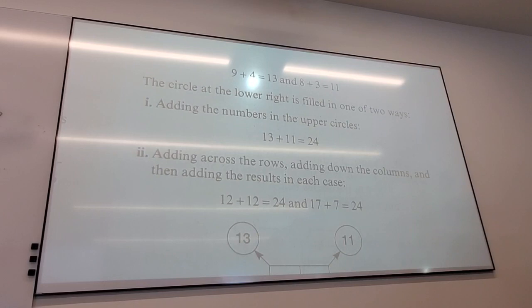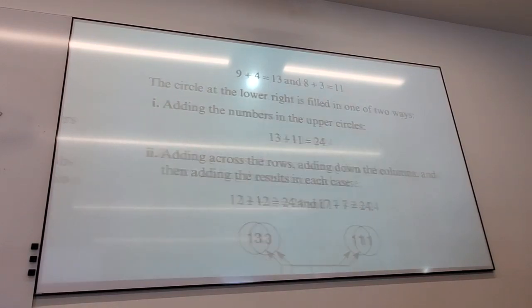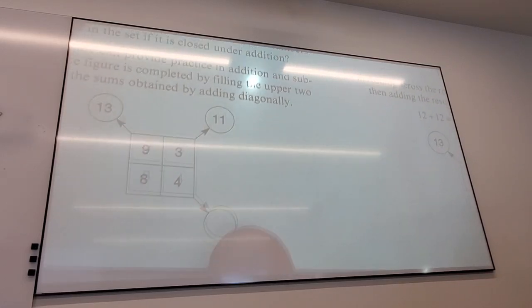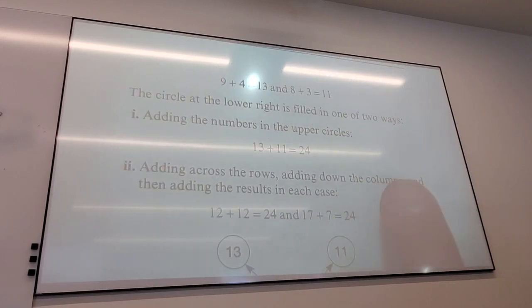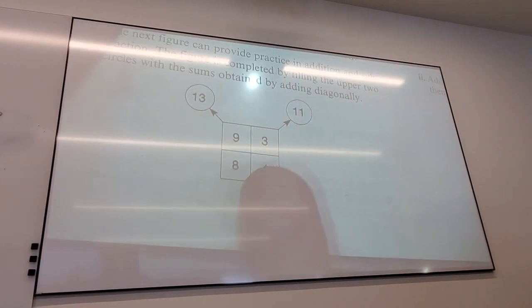So you can either add the numbers in the upper circles, so 13 plus 11, you put a 24 here, right? Or you can add down the columns and then add the results in each case. So just add all the numbers together. What do you get when you add up all these numbers? 9 plus 8 is, plus 3 is, plus 4 is, which is 13 plus 11.